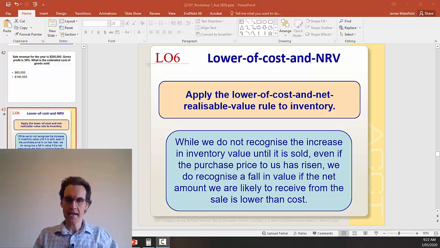What we are going to look at now is learning objective number 6, which is the lower of cost and net realizable value rule, or NRV for short. This is a very important rule in retail business because it relates to how to determine the cost of the inventory that we report in our balance sheet at the end of the period, if there are any movements in the value of that inventory throughout the period.